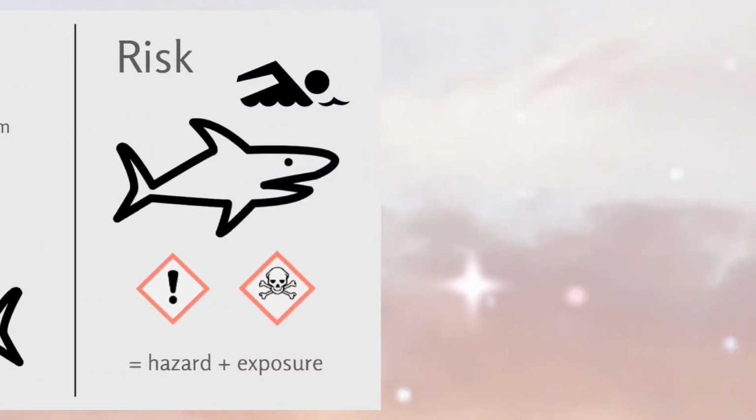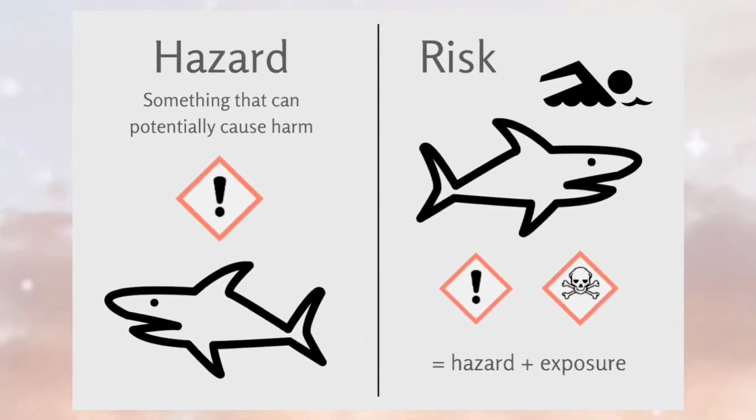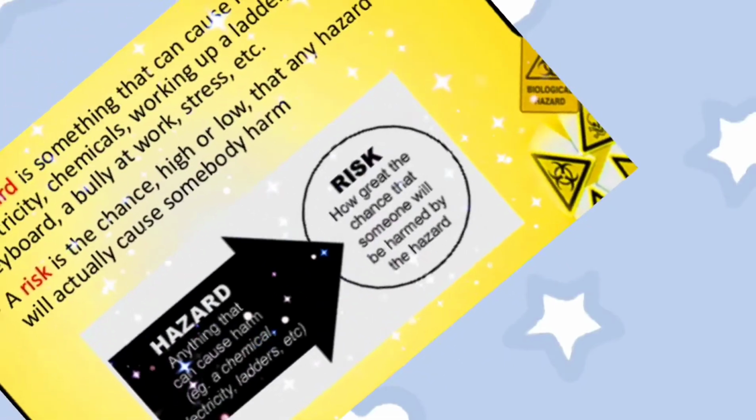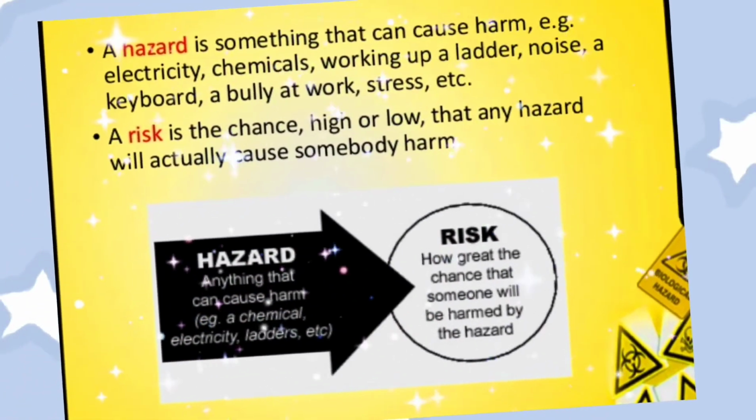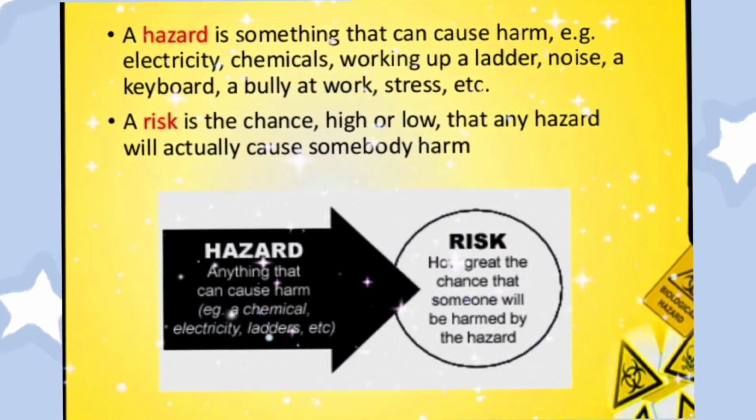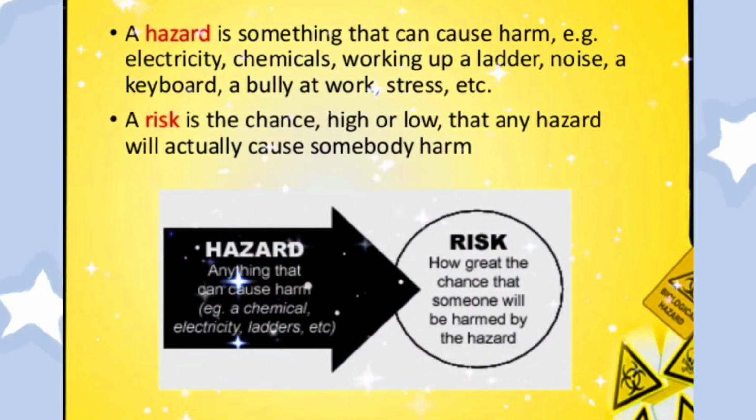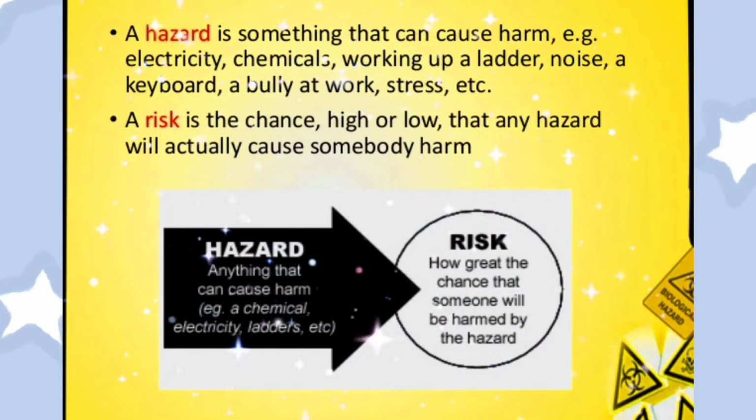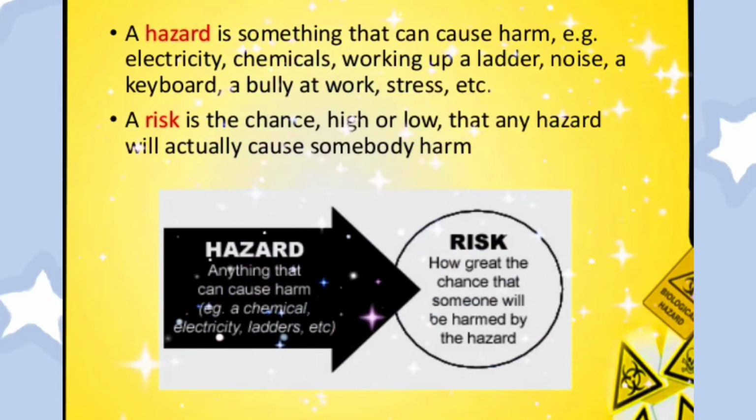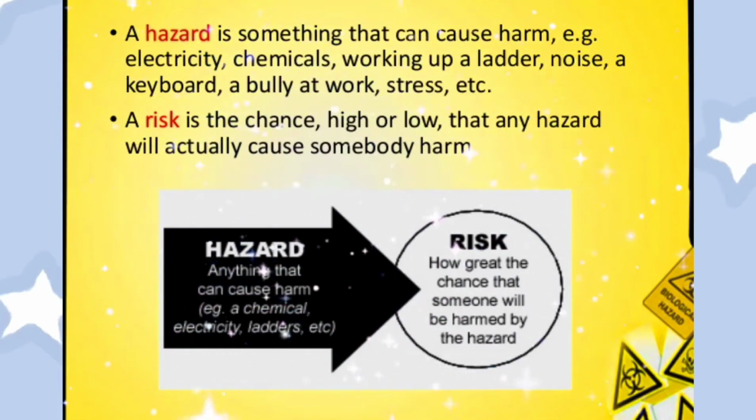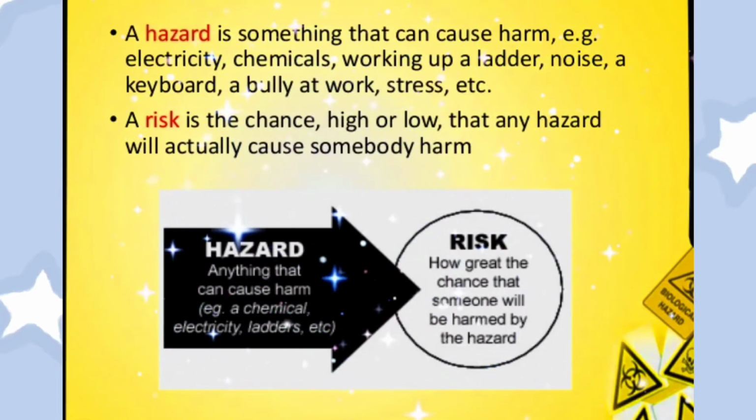We can differentiate the risk and the hazard. The hazard refers to a source of potential harm or danger, and the risk refers to the possibility that harm or injury might occur when exposed to a hazard. So, it is important to know what is hazard and risk. A hazard is something that can cause harm. Examples: electricity, chemicals, working on a ladder, noise, a keyboard, a bully at work, stress, and etc.